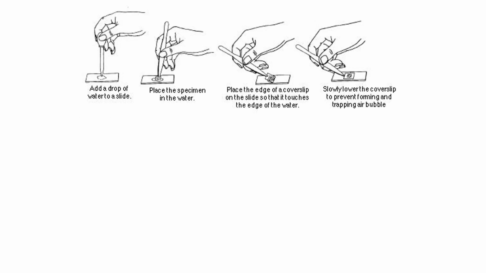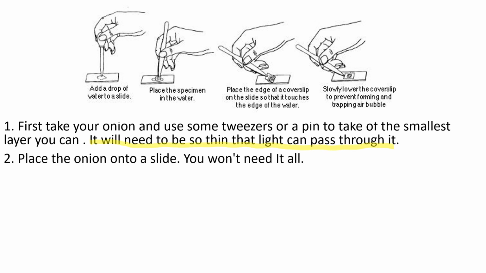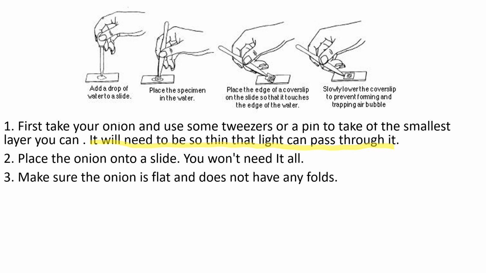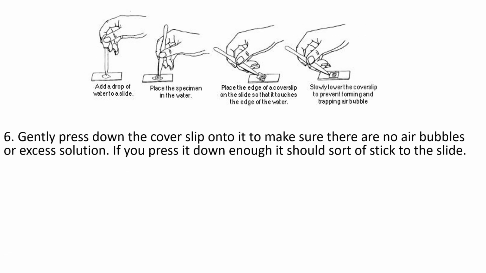You can see the different stages. So take the onion, use some tweezers, make the smallest layer you can. And as I said before, just to really re-emphasize it with you now, why we're doing that: we're doing that so that you can see light passing through. Place the onion on a slide. Make sure the onion is flat and does not have any folds. Take the iodine and add it on. And this is so you can see the organelles because it provides a contrast in colour. Gently press the cover slip down to make sure there are no air bubbles.